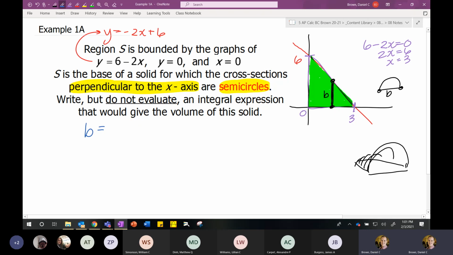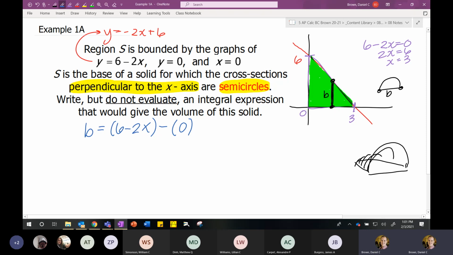So in this case, that b is representing the diameter of a semicircle. It's going up and down. So think back to area. When we go up and down, it's going to be the top function minus the bottom function. What's the top function? The top function was 6 minus 2x minus the bottom function. Could leave it off because technically what is the bottom function? The bottom function would be 0.